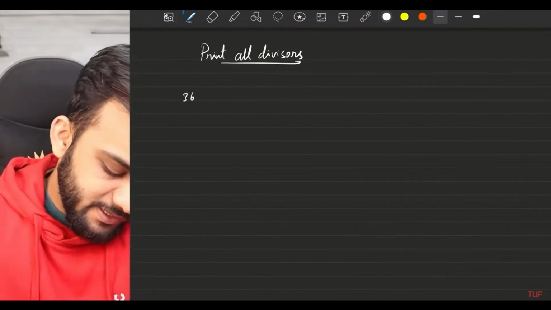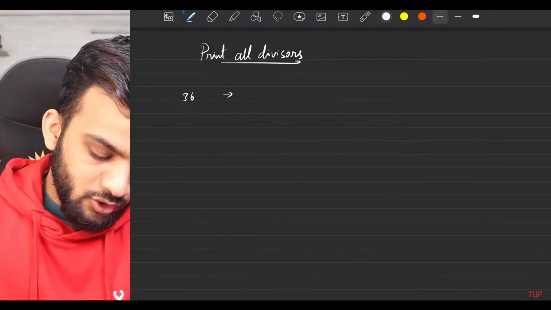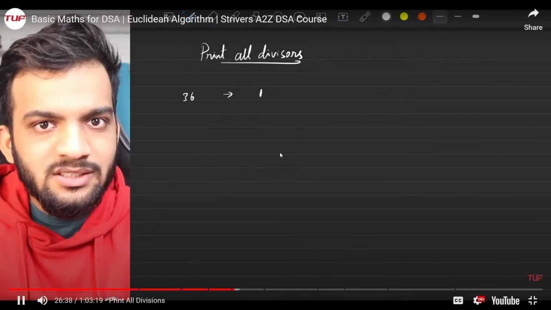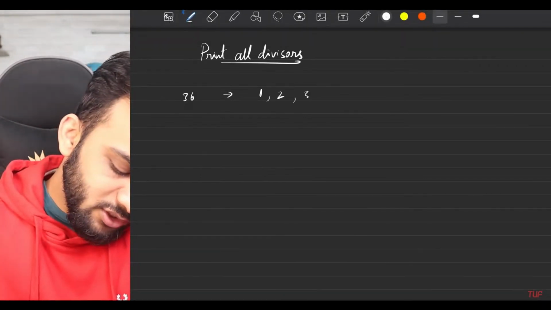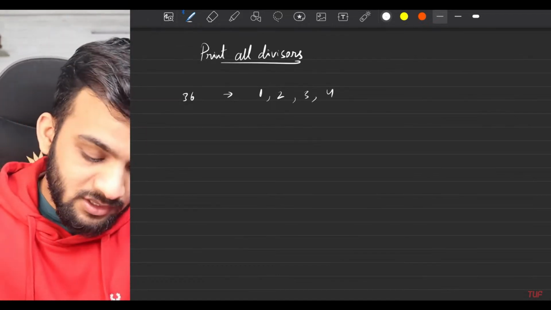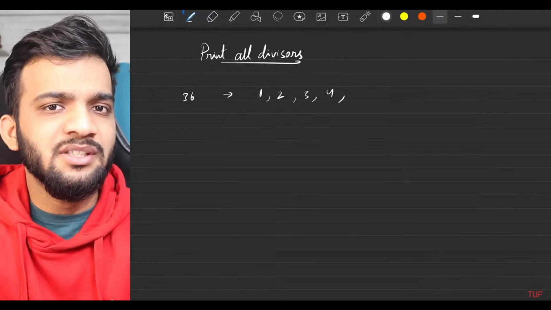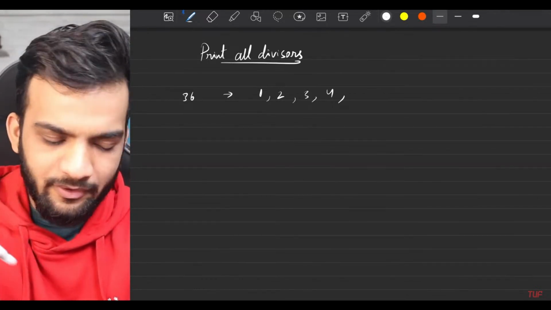Imagine I take a number like 36 and ask you, what are all the numbers that divide 36? You can say 1 is something which completely divides 36. You can say 2 does, and 3 does, and 4 does. Is 5 something which completely divides 36? No. If 36 is divided by 5, it leaves a remainder of 1, so not 5.